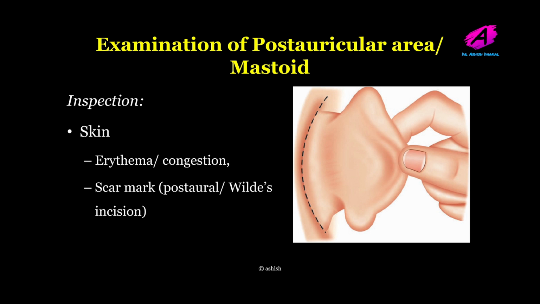And examination of skin of the postauricular area or mastoid region would include erythema and congestion of the skin, check for any scar mark, like in cases of postaural or Wilde's incision, which is given as shown here. So the postaural or Wilde's incision is given 0.5 centimeter behind the retroauricular groove. Or sometimes in cases of modified radical mastoidectomy, we give it 1 centimeter behind. But some surgeon may also give it in the retroauricular groove itself.